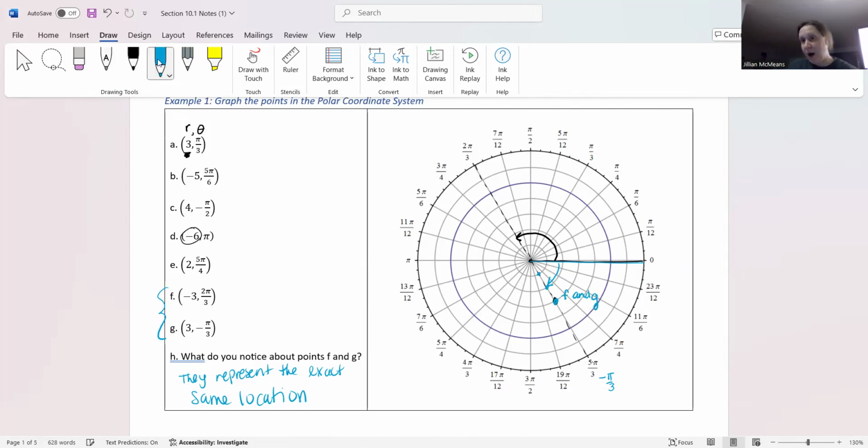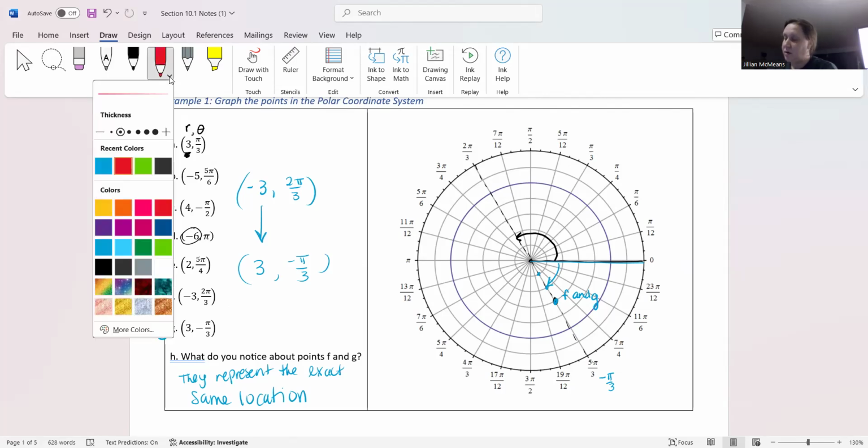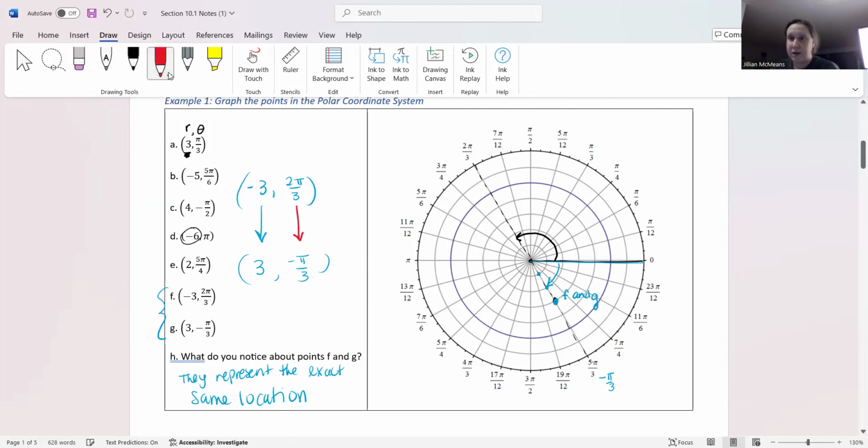Well, let's think about how we got there. We have -3 comma 2 pi over 3, and then we had +3 comma -pi over 3. Well, we were able to reverse our R. So we went from an R of -3 to an R of +3. But what did we do to get from the angle in the first point F to the angle in the second point G? Well, if I take 2 pi over 3, I add or subtract something and I end up with -pi over 3. Well, how did that happen?